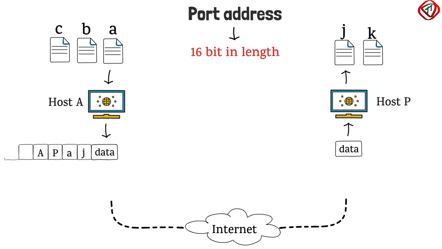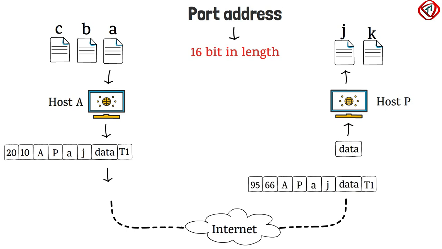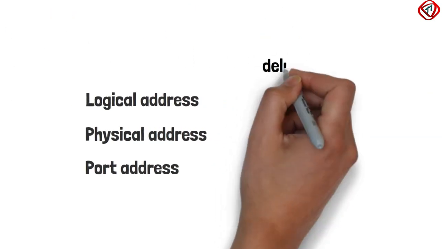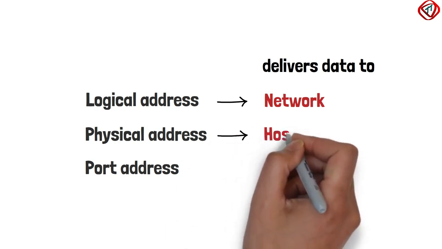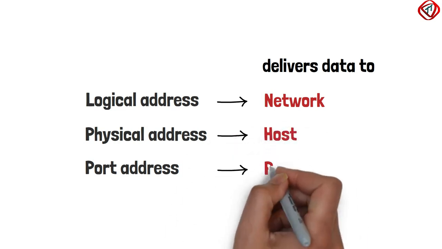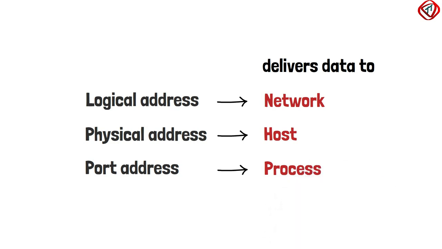The physical address is then added to the packet to form a frame which is then transmitted in the network. The frame is received by host P, which after decapsulation provides data to process J. Since the physical address changes with each hop, the frame which host P receives has a different physical address. Logical and port addresses remain the same. Therefore, the logical address delivers data to the right network, physical address delivers data to the right host, and the port address delivers data to the right process.